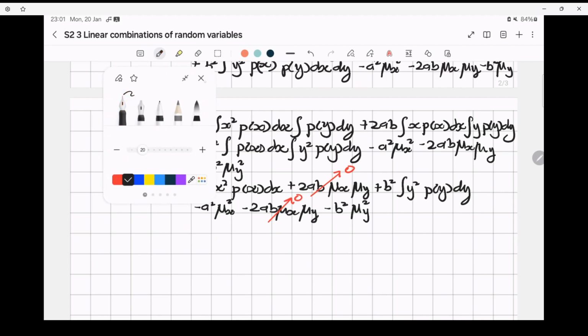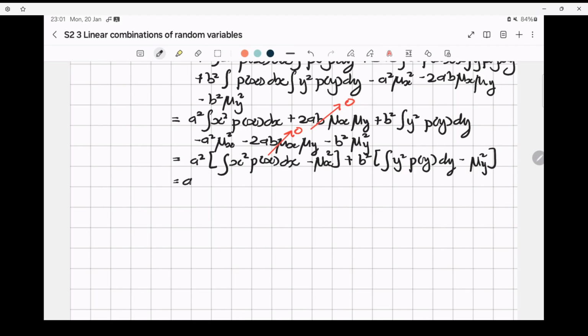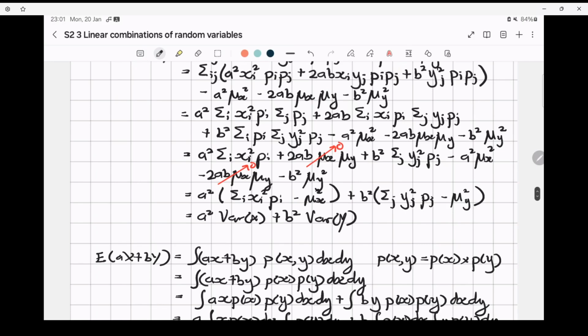So once you did that, you can factorize out into a square, integrating x squared px dx minus mu x squared, plus b squared, integrating y squared py dy, and then minus mu y squared. So this will be a square variance of x plus b square variance of y, which is again the same as this formula.